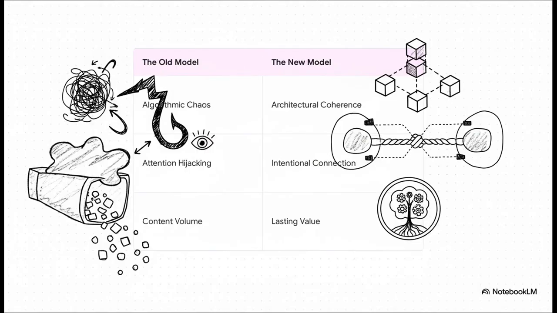Well, it turns out the issue really comes down to the model itself. So many of the platforms we use are built for what you see on the left side here. Total algorithmic chaos, right? They're designed to hijack your attention, and whoever shouts the loudest with the most content wins. But what if there was another way? Just look at the alternative on the right. We're talking about a model built on architectural coherence, intentional connection, and creating real, lasting value. And the amazing thing is, this isn't some fantasy. It's a real, deliberate design choice we can make.